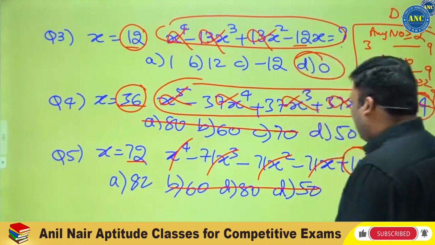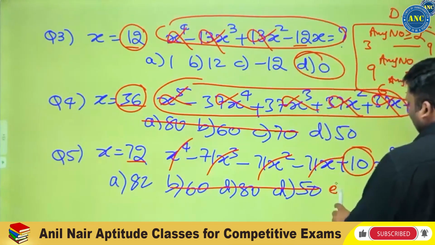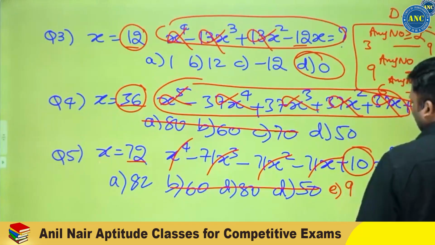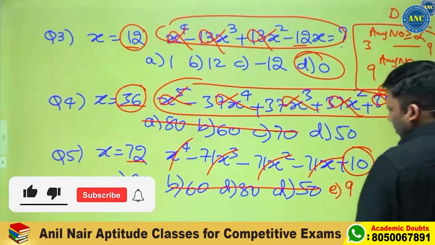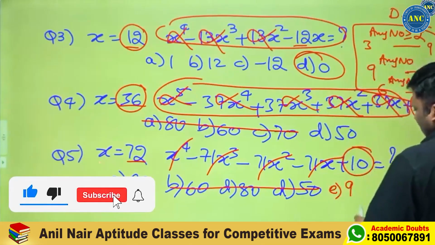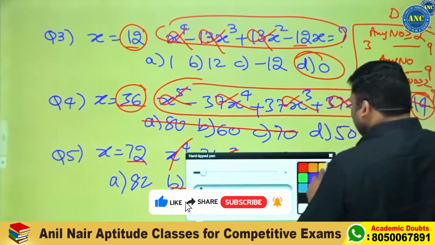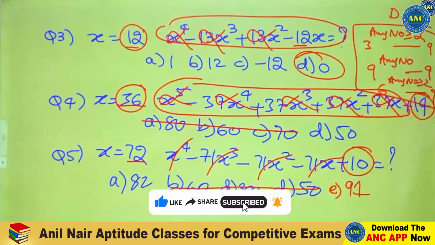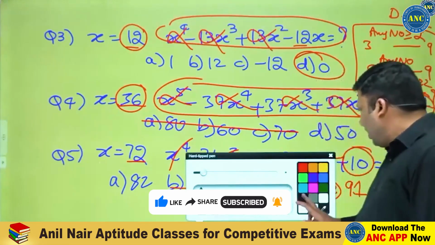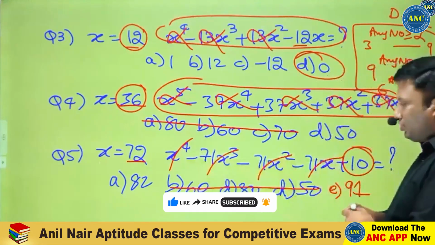Suppose, for example, a smart student can ask me a question. Sir, what if there is an option 91? How to do it if there is an option 91? Already we discussed this approach. If there is an option 91, you can use this approach.